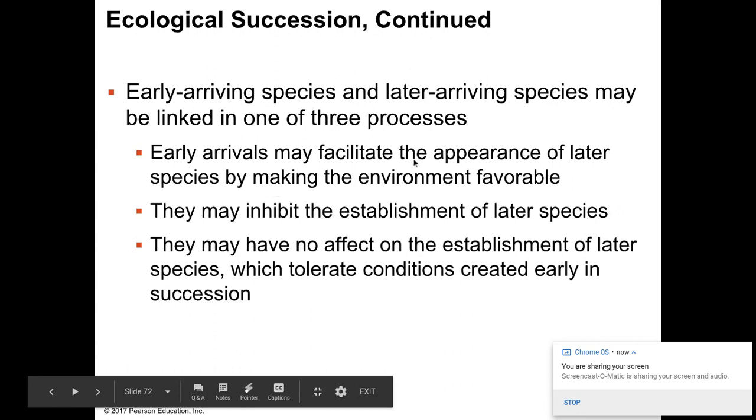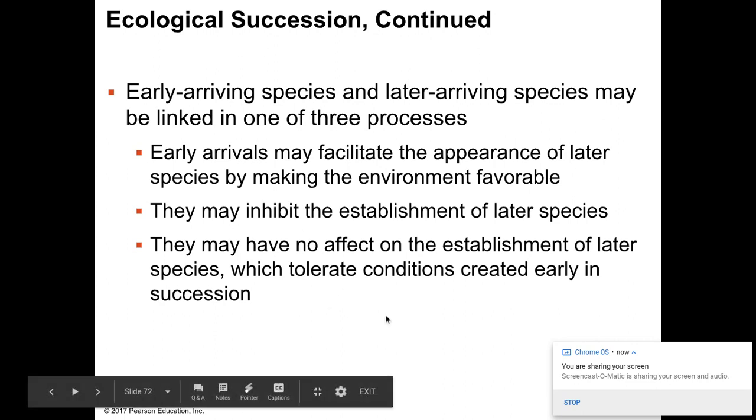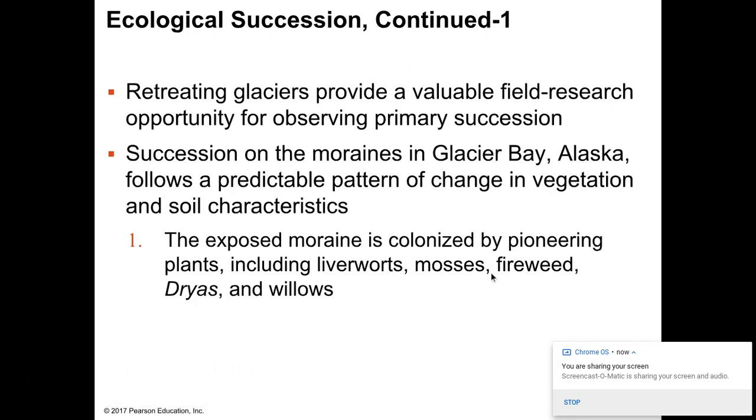So you can see that the relationship between the early arriving and later arriving species could be that early arrivals facilitate the appearance of later species. That's the example I just talked through. You may see where early arrivers inhibit the establishment of later species. Maybe they release some sort of an acid or a heavy metal that prohibits larger plants from growing. And then sometimes there's no effect at all. They're not really connected to one another.